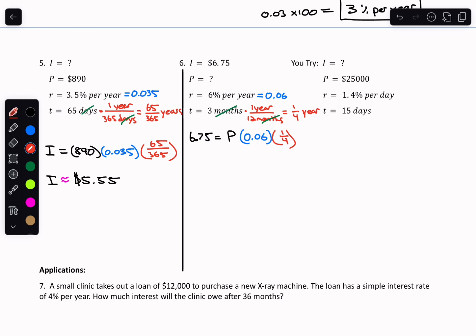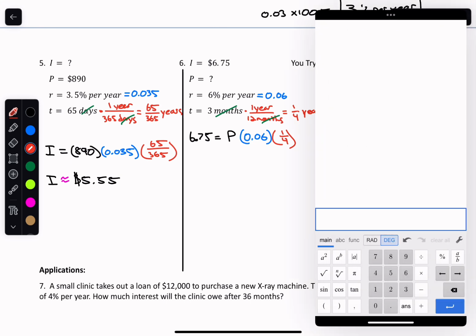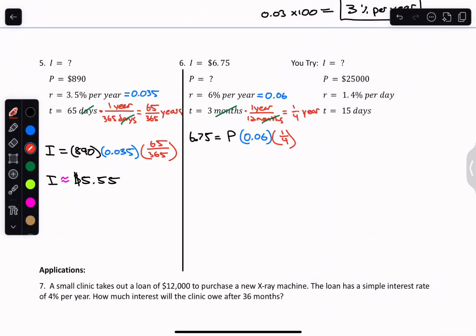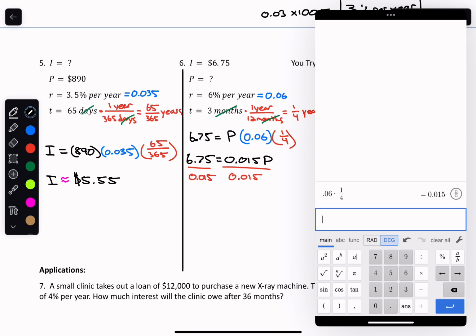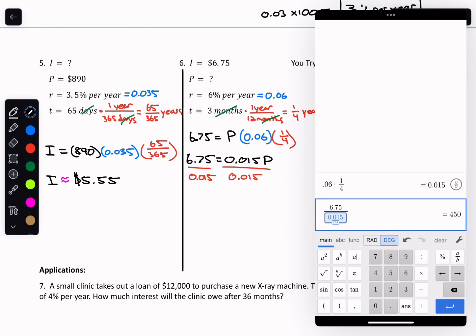So now we need to multiply 0.06 times 1/4. So 0.06, oops, not divided by, multiplied by 1 over 4. That gives me 0.015. So I can go ahead and say that 6.75 is equal to 0.015 times P. So then all I have to do is divide by that 0.015 on both sides, and I'll have the principal isolated. So now in my calculator, 6.75 divided by that answer we had before gives me 450 for the principal.